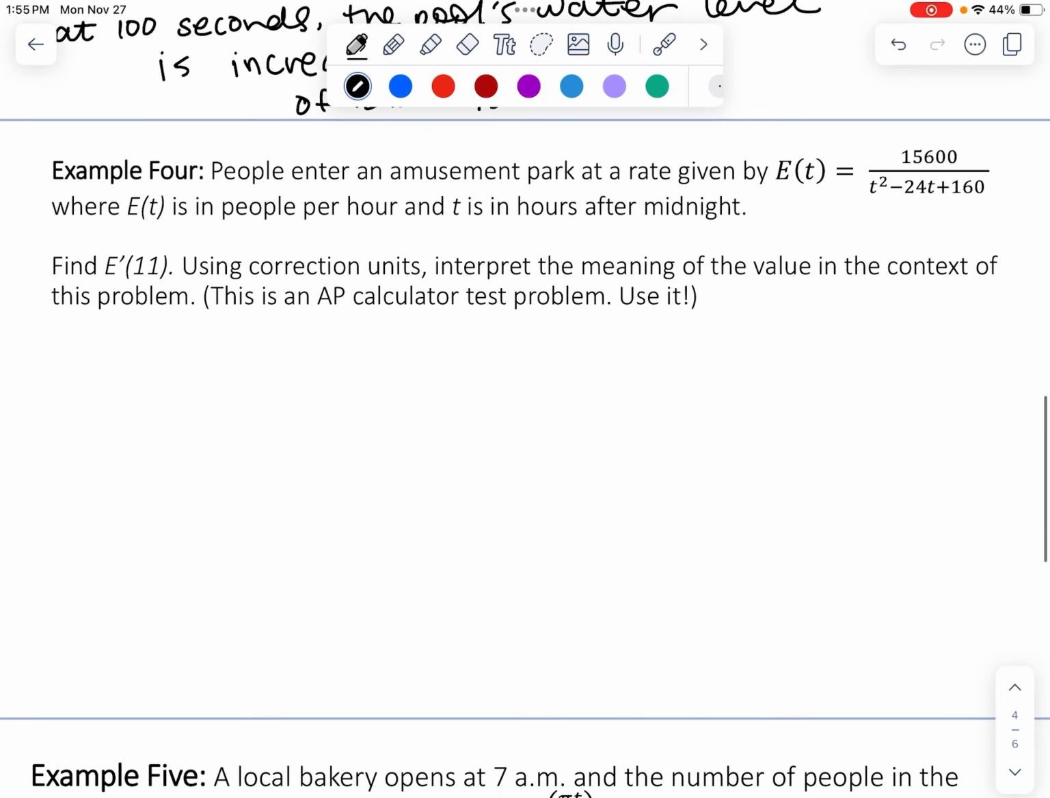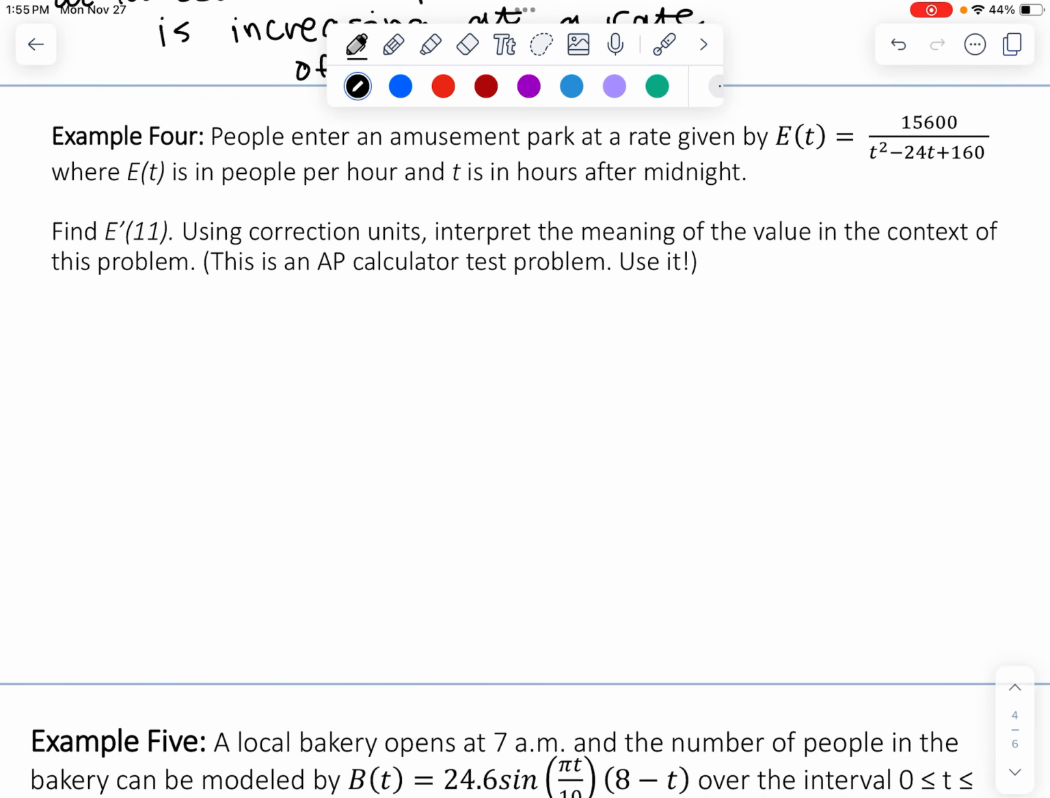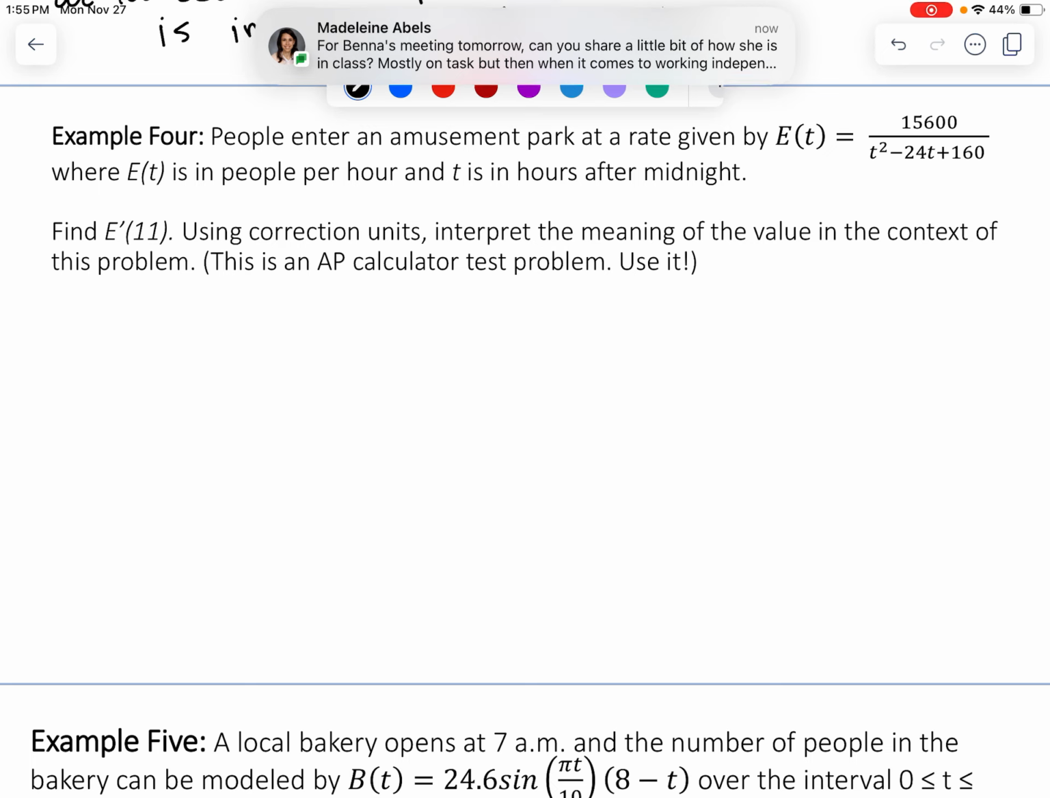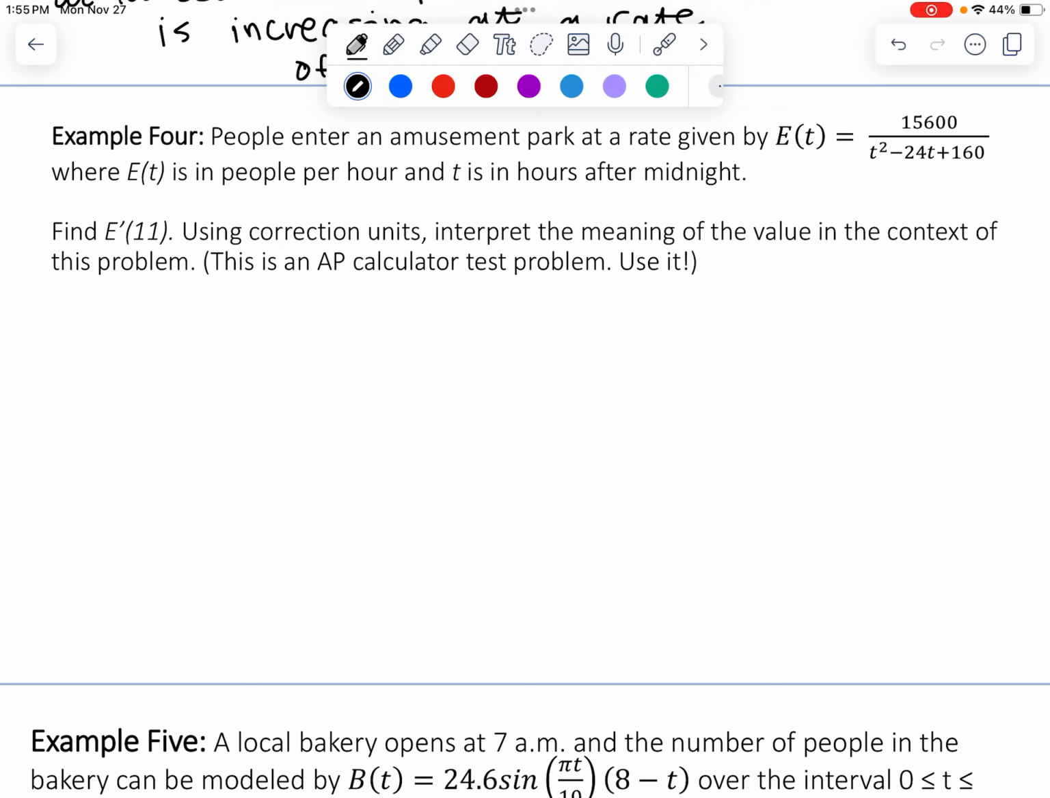Okay, a couple more problems. Some of these will be a little quicker. So this one says people enter an amusement park at a rate given by E of t equals 15,600 divided by t squared minus 24t plus 160, where E of t is in people per hour and t is in hours after midnight. Find E prime of 11. Use correct units, interpret the meaning of the value in the context of the problem.